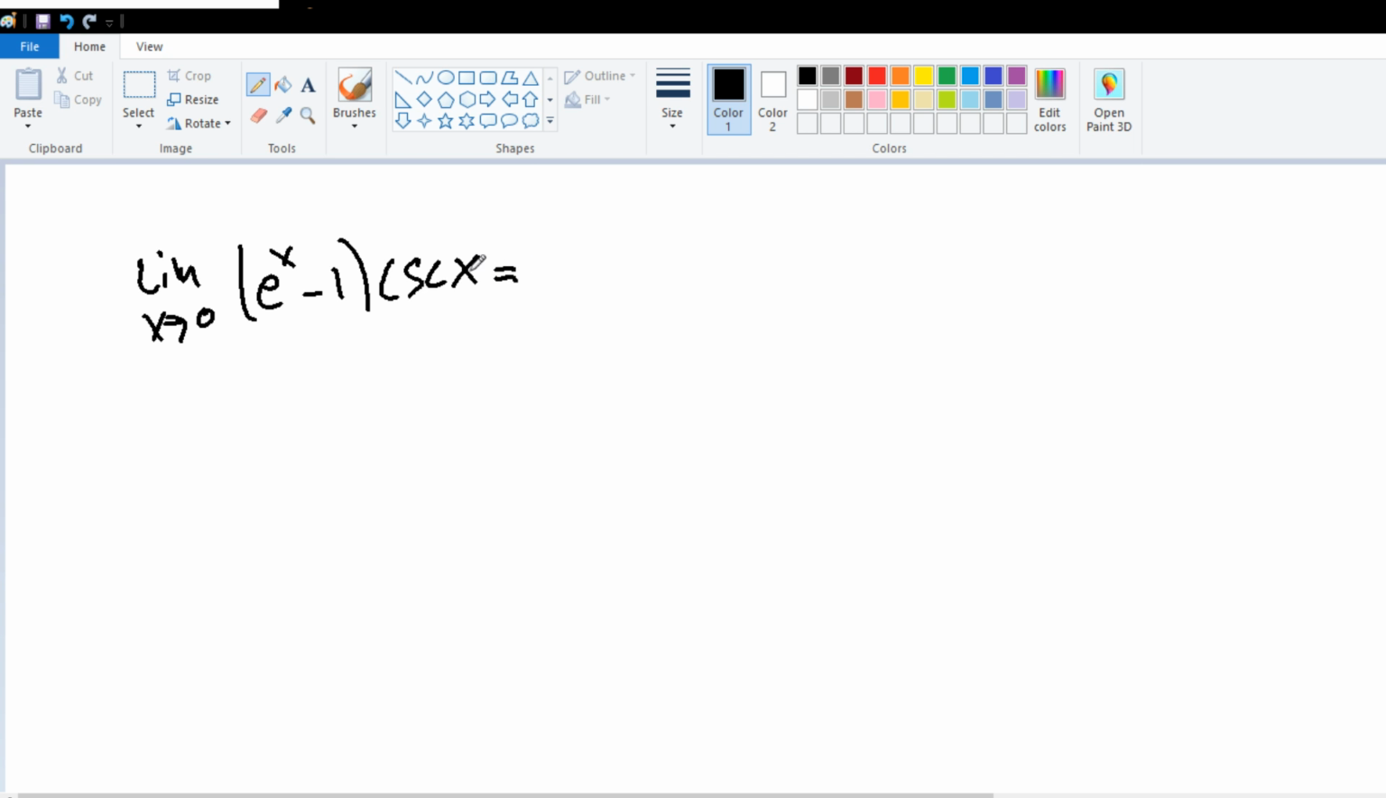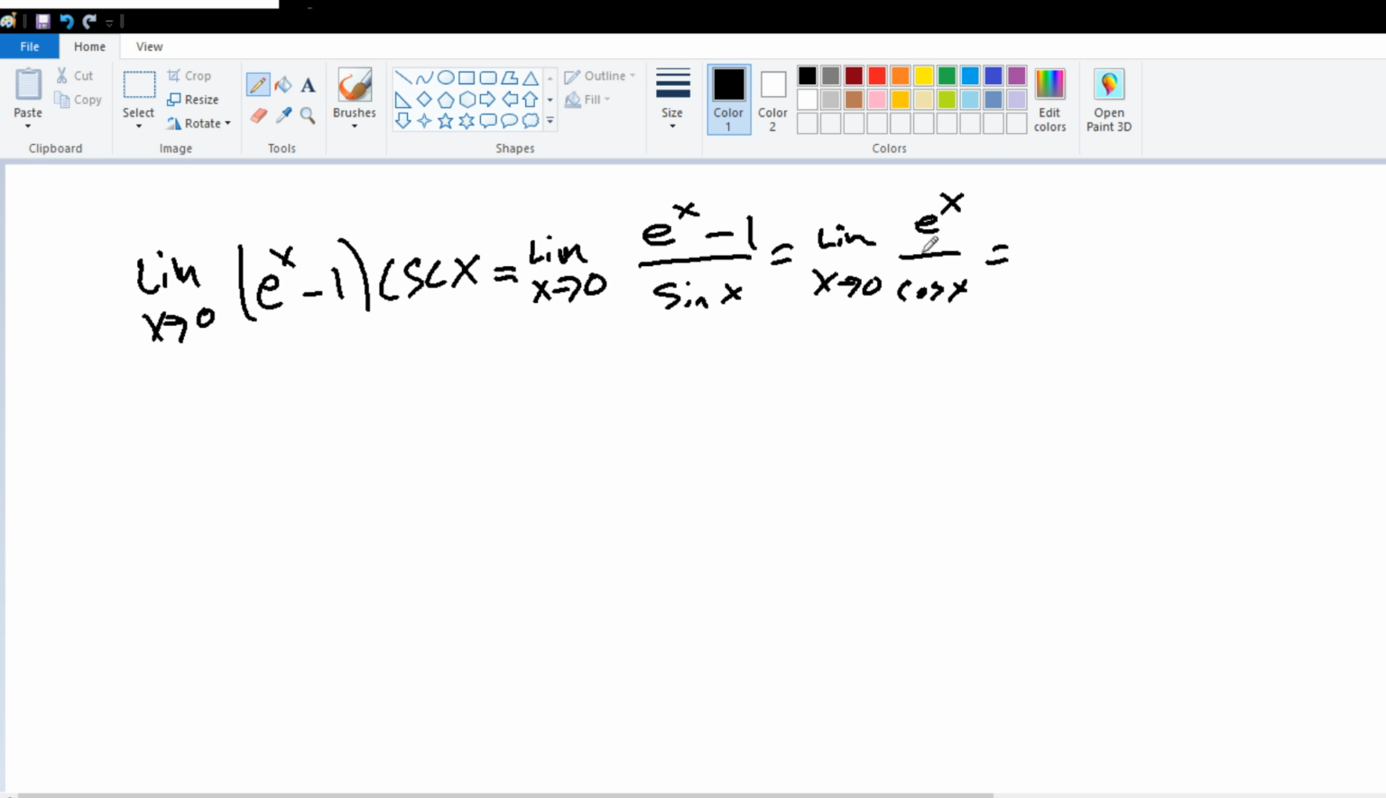So we're going to have to rewrite this. I usually flip trig functions upside down, although if it doesn't help, then I'll go back and do it the other way. E to the x minus 1 over sine x. This goes to 0, that goes to 0, so now it's in the right form. We can use L'Hopital's rule. We get the limit as x goes to 0 of e to the x over cosine x. And when we plug in 0, we get 1 over 1, which is 1. Okay, so that's the limit there. That's actually pretty cool. The trig function and e to the x have this nice limit here.